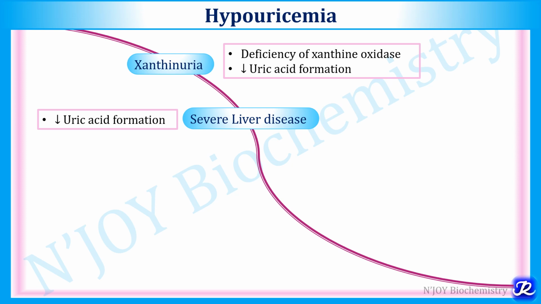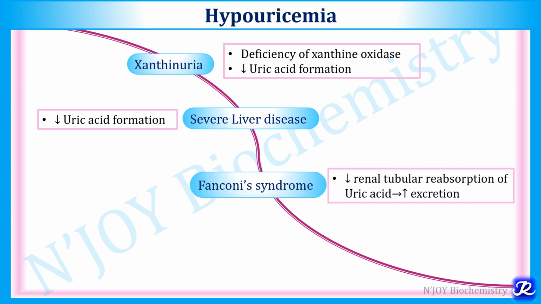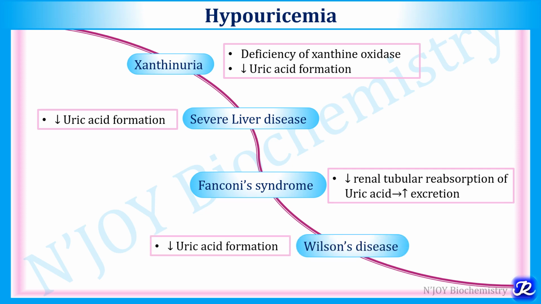In case of severe liver disease, there is decreased uric acid formation, so there is hypouricemia. In Fanconi syndrome, there is defective renal tubular reabsorption, so there is decreased renal tubular reabsorption of uric acid, and that's why there is increased excretion of uric acid and it leads to hypouricemia. Wilson disease is due to deposition of copper in the hepatocytes, and that's why there is decreased uric acid formation. So these four important conditions are associated with hypouricemia.